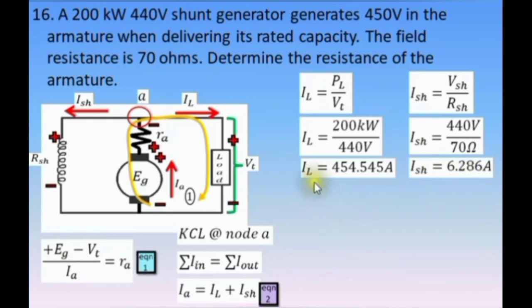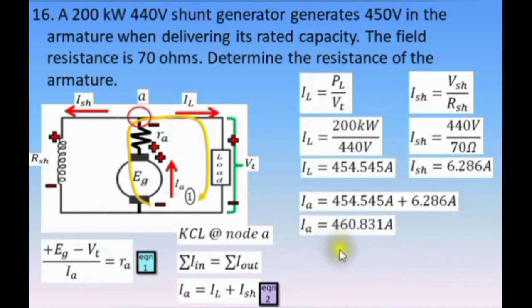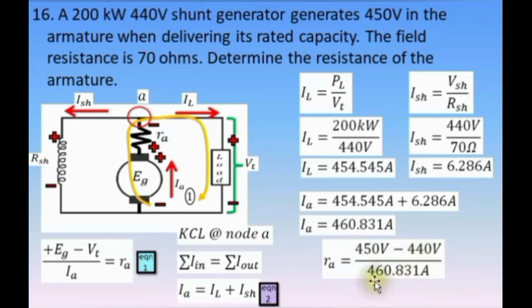Now let's substitute these values to equation number 2. Armature current equals 454.545 amperes plus 6.286 amperes. Armature current is 460.831 amperes. And of course, now that we have the value for the armature current, let's substitute it to equation number 1 to determine armature circuit resistance. RA equals 450 minus 440 volts divided by 460.831 amperes. Armature circuit resistance is equal to 0.0217 ohm.